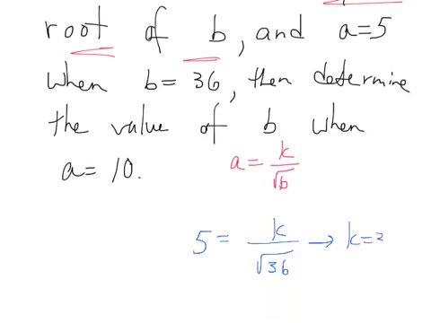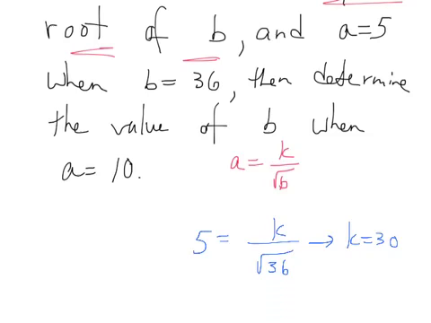I'm confused because it said inversely proportional to the square root of b. If it was just inversely proportional, it would be A equals K over B. Correct, absolutely right. Whenever it says inversely, that other variable always goes in the denominator.